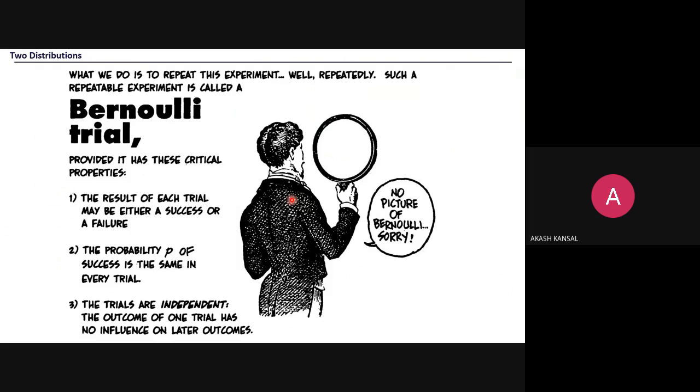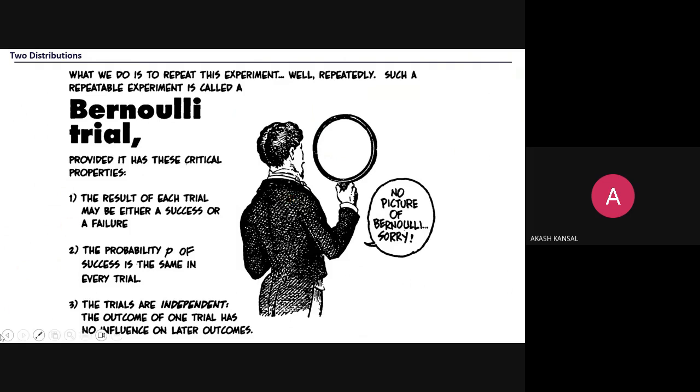Okay. So what is a Bernoulli trial? When we repeat this experiment repeatedly, n number of times, then it's called a Bernoulli trial, right? Let's say we toss a coin 1,000 times, 1 lakh times, and so on. Then it's a Bernoulli trial. Okay. Now, what are the properties of the Bernoulli trial?